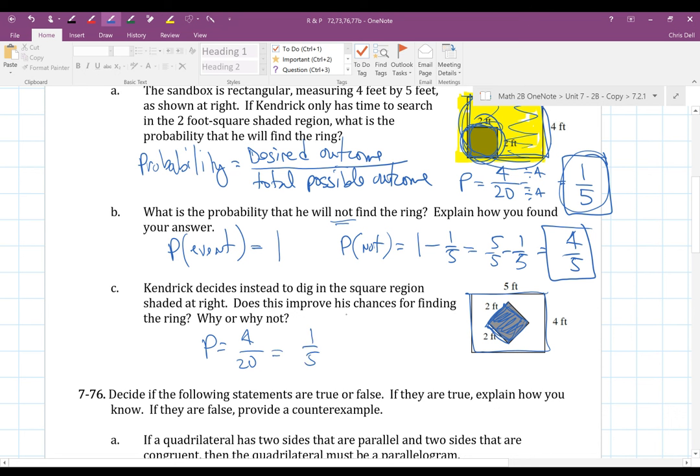Okay, so it hasn't improved. No improvement. And why not? So no improvement because the areas remain the same. Okay. All right, there you go.